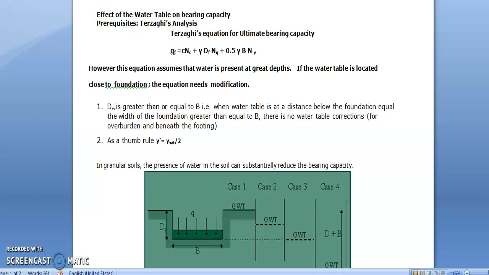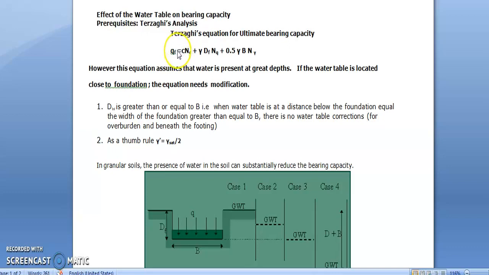Before I start, you need to revise a little bit of the Terzaghi analysis, because I'm going to explain everything in terms of the Terzaghi equation. The equation for ultimate bearing capacity given by Terzaghi is QF is equal to C NC plus gamma Df NQ plus 0.5 gamma B N gamma. Now the same equation can be given in multiple different ways based on which theory you are adopting. For example, we have so far only covered Terzaghi and Meyerhof. These are the only two theories in your syllabus.